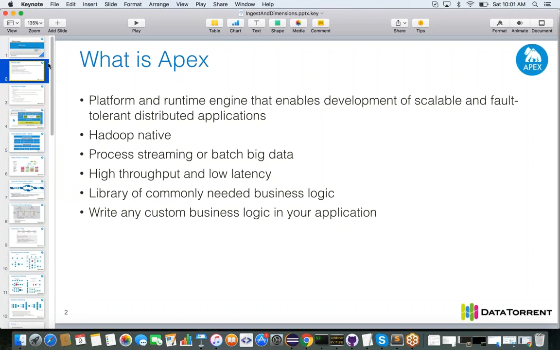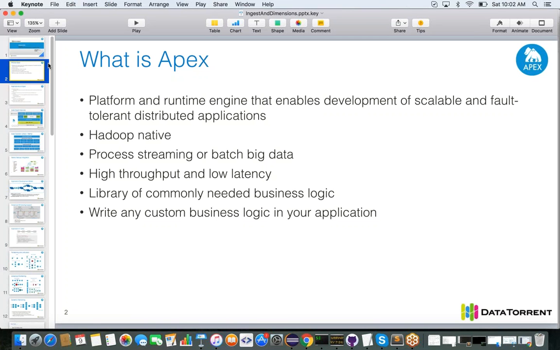It's a platform and a runtime engine that enables development of scalable, fault-tolerant applications. It's Hadoop native. What it essentially means is that it leverages a lot of underlying Hadoop components for fault tolerance, scale out, multi-tenancy, etc. It's Yarn native in the true sense of the term. It uses underlying Yarn features around multi-tenancy and scheduling, data locality, etc. out of the box. It's a unified engine for both batch as well as streaming.